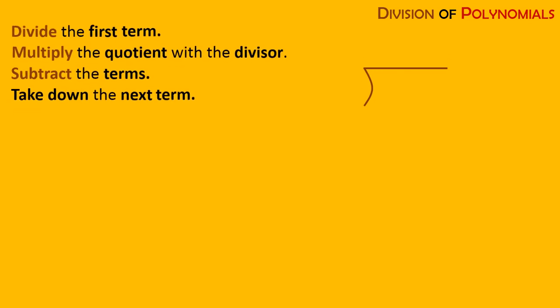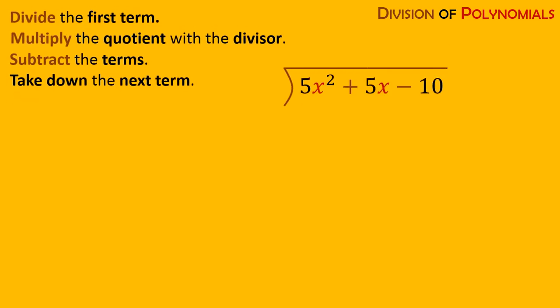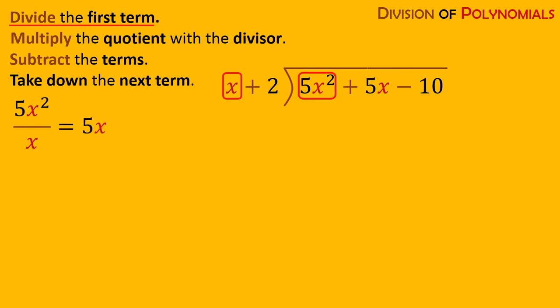Now we are going to use these four simple rules to divide this polynomial, which is 5x squared plus 5x minus 10, by another polynomial which is x plus 2. Okay, one by one let's apply these steps. So the first step is dividing the first term. So we have 5x squared divided by x. When we divide these two terms, we are left with 5x.